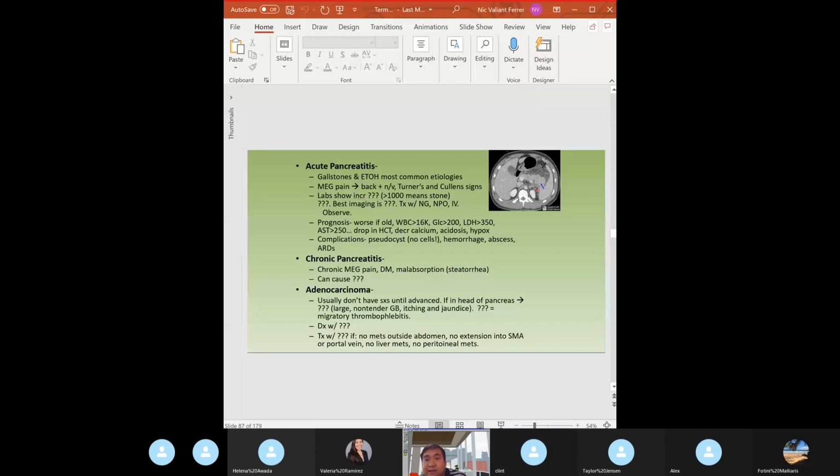How do we treat them? Nasogastric tube, NPO, and IV, and then observe. What's the prognosis? Worse if old, all of that, you can read that. What are the complications? Pseudocyst, hemorrhage, abscess, acute respiratory distress syndrome.